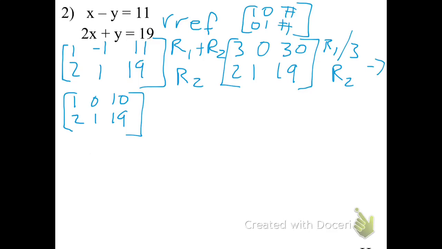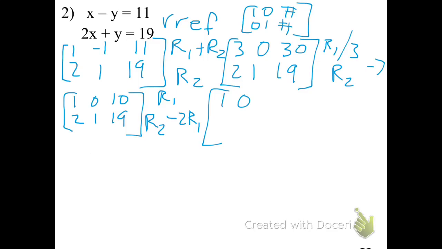Okay, now we're at this point. My top one is ready to go. It's in the proper form, which is the 1, 0, and then number. The second one, though, needs a little bit of work. It's almost there, but I notice here I got a 2, 1. I want it to be 0, 1. Well, to do that, I could just take my first equation, times it by 2, and then subtract it from the second equation, the second line. So I'm going to leave my first row the same, but I'm going to take row 2, I'm going to subtract 2 times row 1.